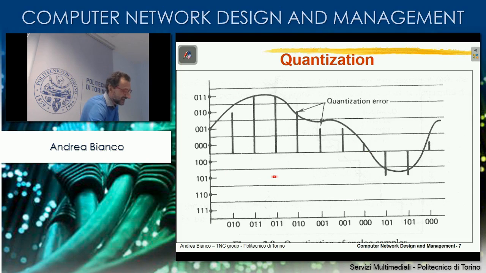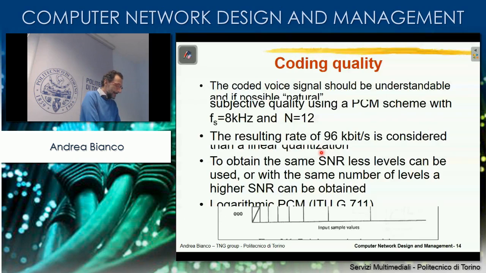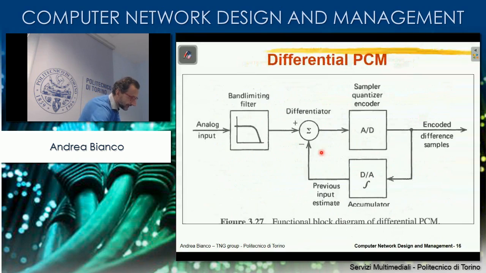In general, the difference between these two signals has a dynamic, the dynamic is the maximum possible value that you typically take, which is much smaller than the possible total dynamic of your signal. Is it clear? So as a consequence, you can either reduce the number of bits to represent the difference with the same quality, or you keep the number of bits, but you increase the quality. You can play both games. That's the idea of differential coding. You take a sample and then you compare it with the previous estimate, and then you code the difference between the two.